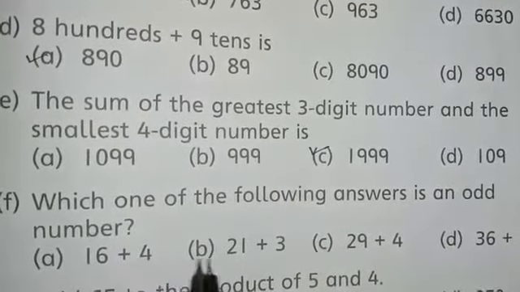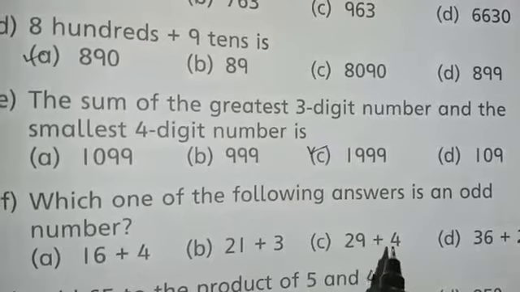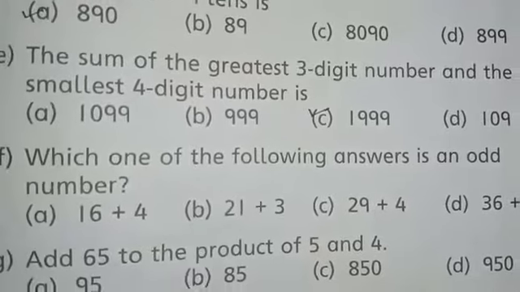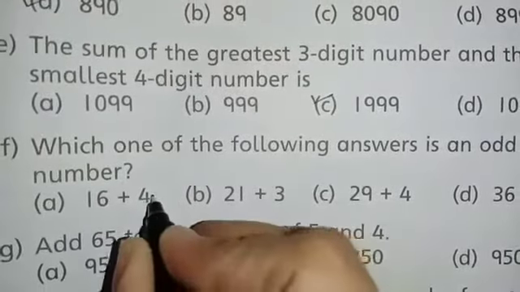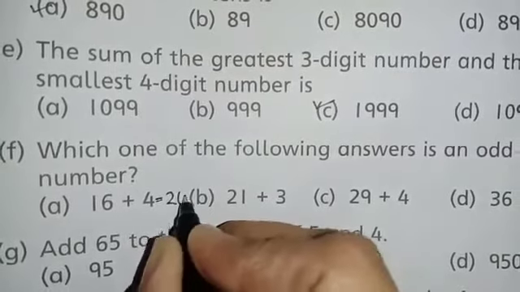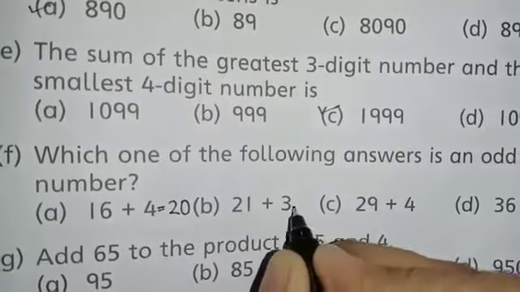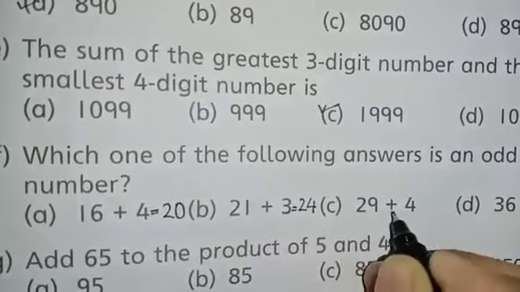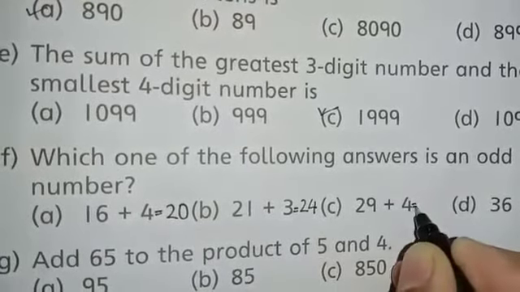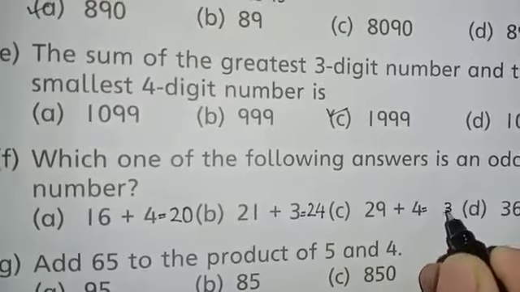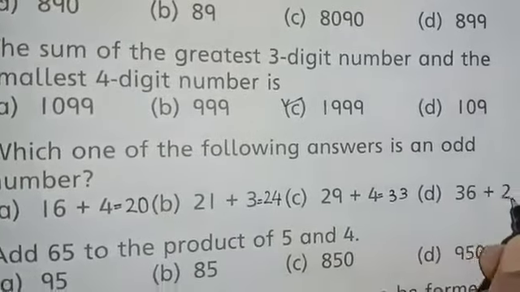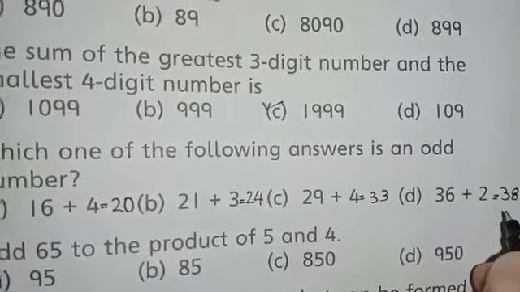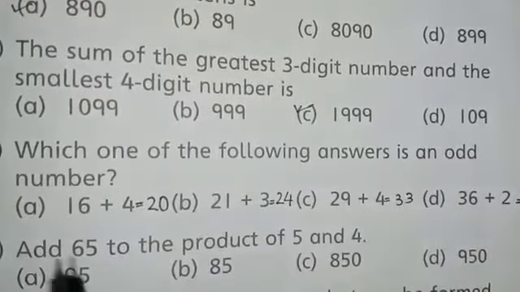Now F part is which one of the following answers is an odd number? It's 16 plus 4, 21 plus 3, 29 plus 4 and 36 plus 2. Students, 16 plus 4 is equal to 20. 21 plus 3 is 24. 29 plus 4 is 33. And 36 plus 2 is 38.